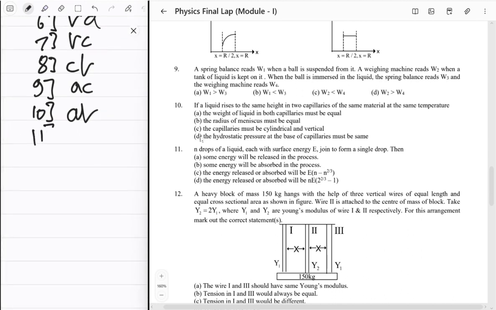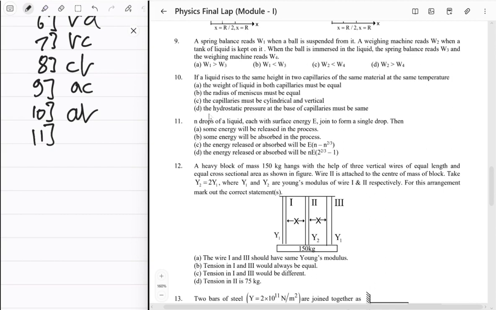Next, 11th. हो सकता है कुछ और केसेस में एक्चुअल में सी के कुछ और केसेस में काम कर जाए कि कैपिलरी सिलेंड्रिकल नहीं है, वर्टिकल नहीं है, इसलिए काम कर रहा है somehow, whatever.